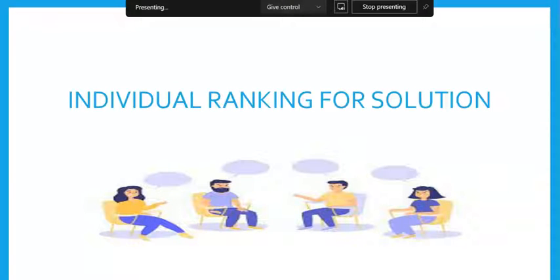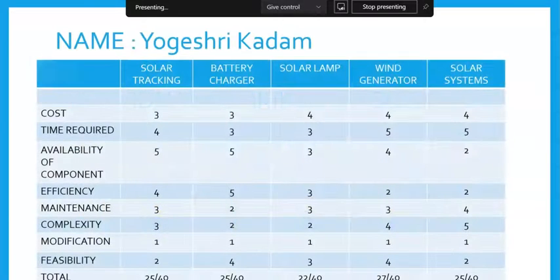Yogeshri and Anurag were saying that wind generator is a good solution, while Prathmesh and Keyur were supporting the solar tracking system. Because of Keyur's excellent convincing skills, we finally came to a conclusion and decided our final solution.